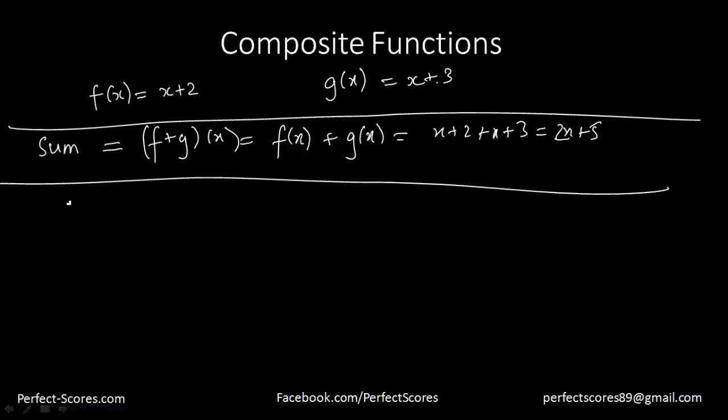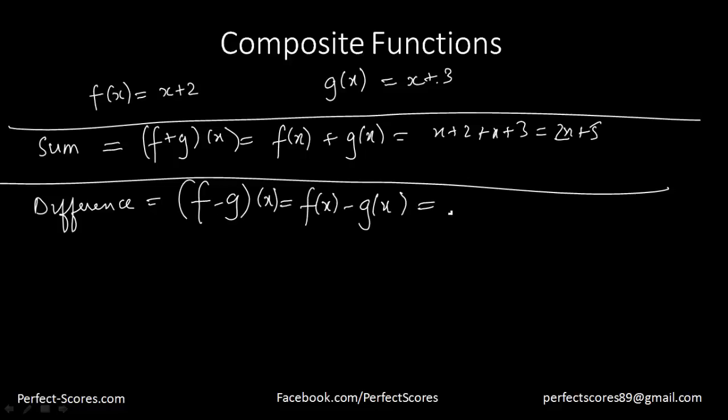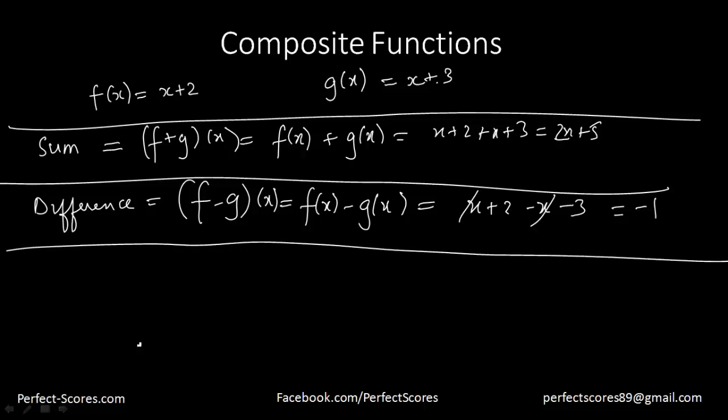Then the next type of function is known as the difference function. The difference function is f minus g of x, which is equal to f of x minus g of x. In this case that is x plus 2 minus x minus 3, which is equal to negative 1. So it's a constant. The difference function in here is a constant.